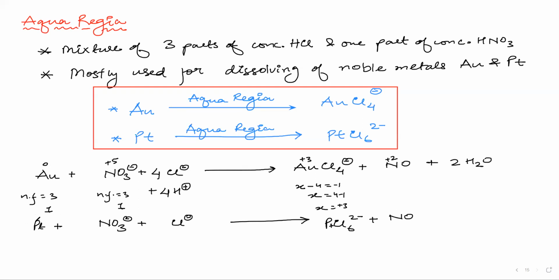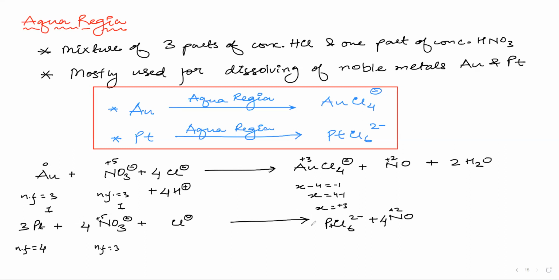Here platinum is at 0, and here platinum is at +4, so the N factor will be 4. Nitrogen was in +5 and here it is in +2, so the N factor will be 3. So you'll write 3 here, 4 here. Now since we have 4 NO3, we'll have to put 4 NO, correct?